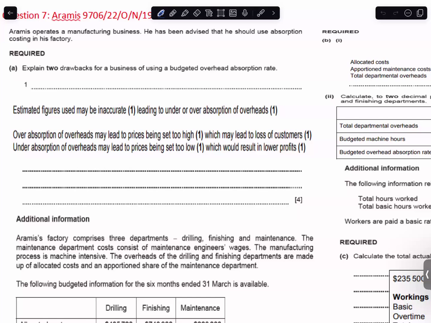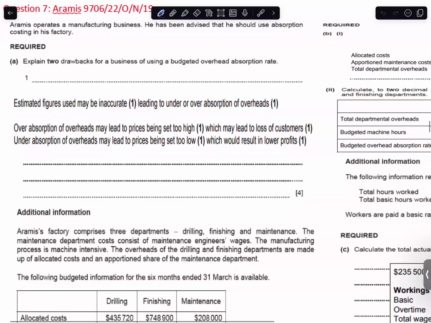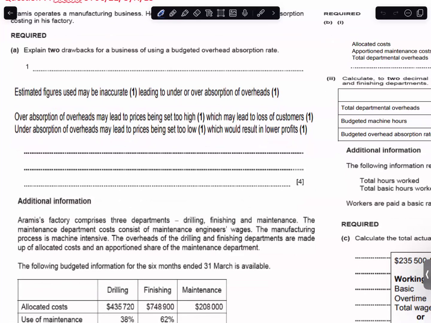You're using an estimated number, so the number may not be fully accurate. Okay, if your figure is not accurate, then what will happen? It may lead to over absorption or under absorption of overheads. Yeah, if your overheads are under absorbed, that means you're setting the prices too low, which would result in lower profits, as the cost will not be recovered.